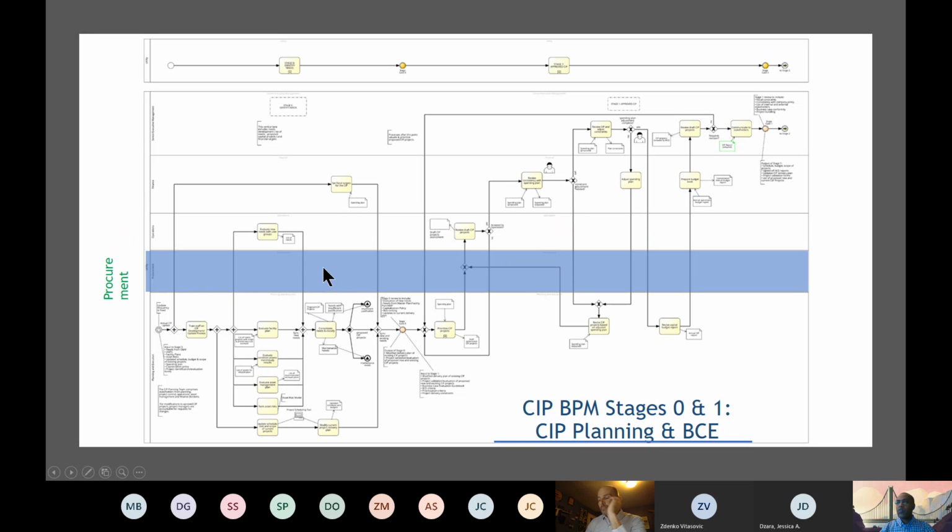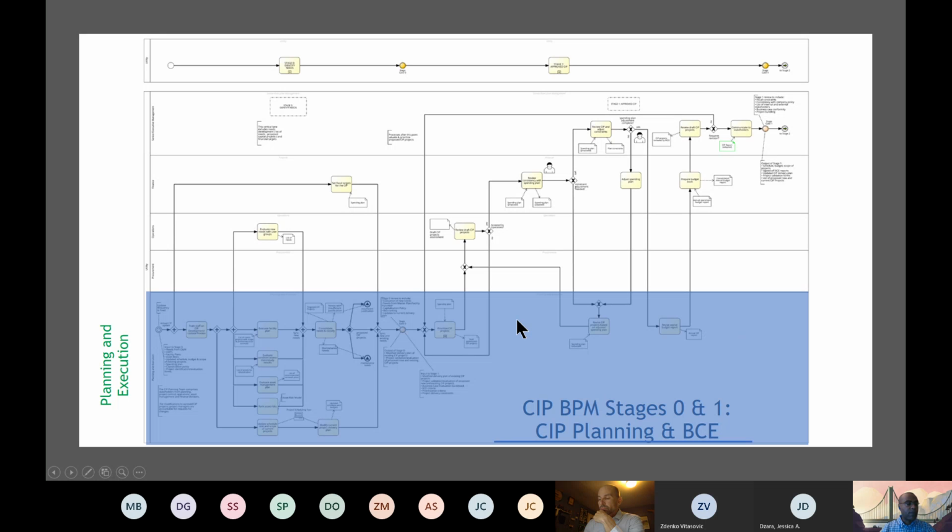The next one is procurement. Procurement doesn't have a lot of activity during the CIP planning phase and BCE phase, but because of the consistency that we need to have, this swim lane is added, because when you go to stages 2 to 7, you will see a lot of procurement being involved here. But in stage 0 and stage 1, procurement doesn't have a lot of responsibilities.